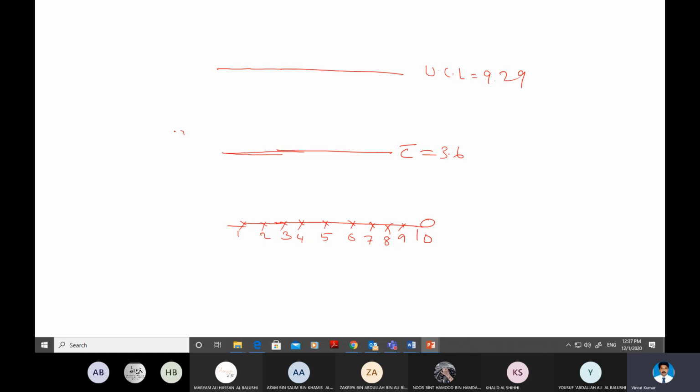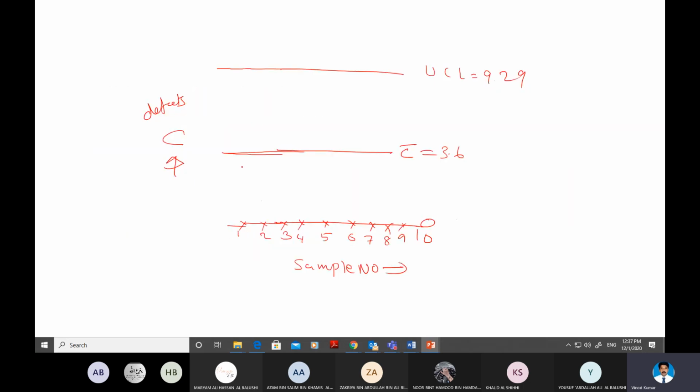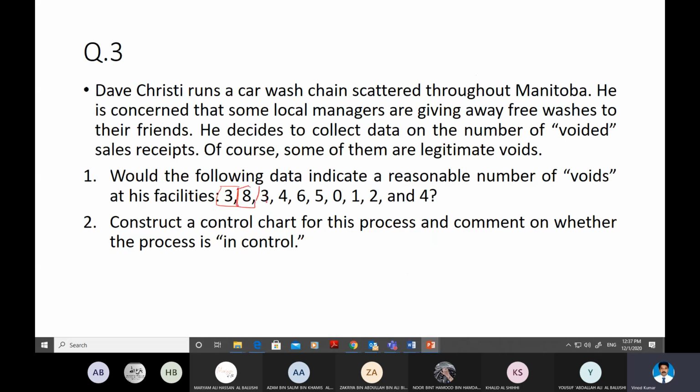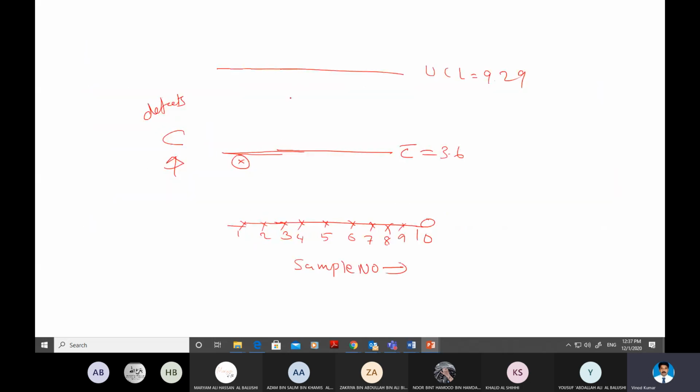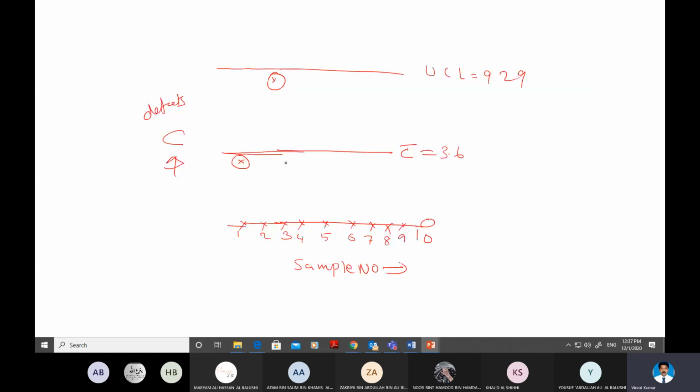The y-axis will be C, the number of defects, and the x-axis is the sample number. We are going to put defects here. Let us take the first one. The first sample is 3, so it comes here. The second sample is 8. Where is 8? 8 will go here. The third sample is 3 again.